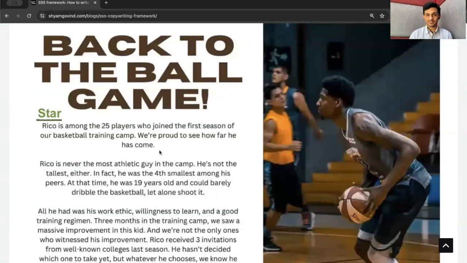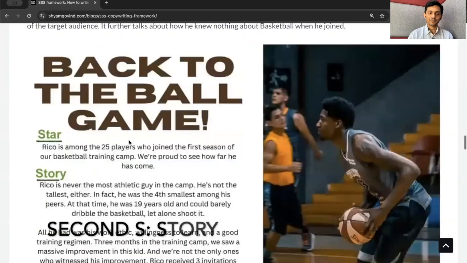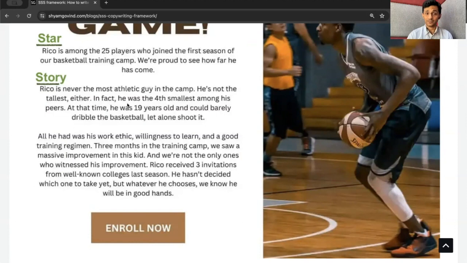Now, this is like a trailer, right? You have introduced the star and you have given a sneak peek into the end of the story, right? We are proud to see how far he has come. Now, this intrigues the reader on what exactly happened. Okay, he joined, he was one among the 25, but what happened after that? Right? And then it goes on to tell the story. Rico is never the most athletic guy in the camp. He's not the tallest either. In fact, he was the fourth smallest among his peers. At that time, he was 19 years old and could barely dribble the basketball, let alone shoot it.